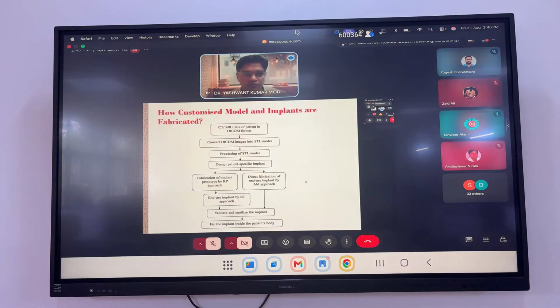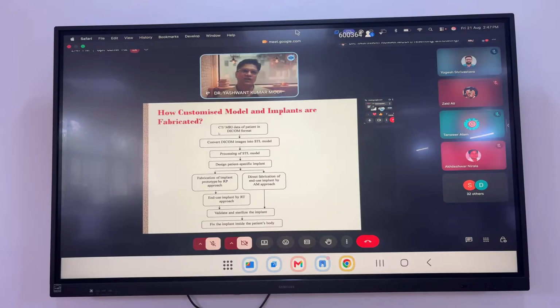So here is the process how we can create the specific implants. So suppose what happens initially, we go for CT or MRI scan depending on the patient's affected side. If it is brain or something like that, then we have the MRI scan. Otherwise, we can go for CT scan. CT scans are usually for the hard bones, and MRI are usually better for soft tissues, they capture soft tissues in a better way.